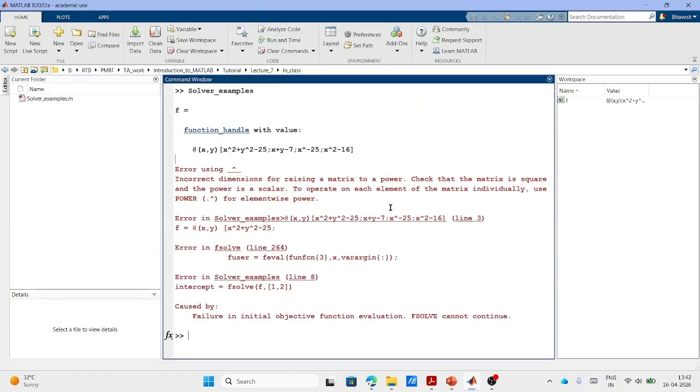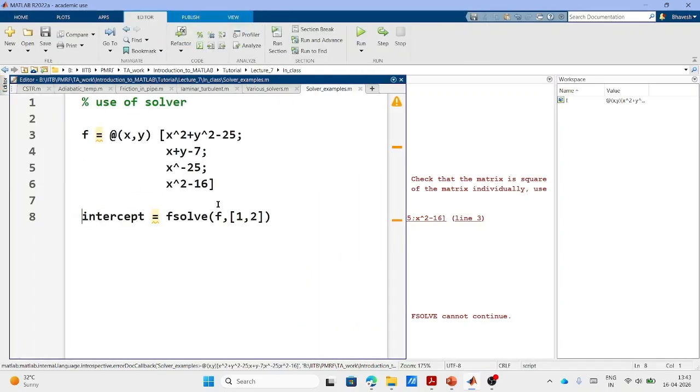Oh, it's failing. Why is it failing? Because of the error: incorrect dimension for raising a matrix to a power. Here we have provided the function in terms of x and y, and right now this function doesn't know what the values of x and y are.